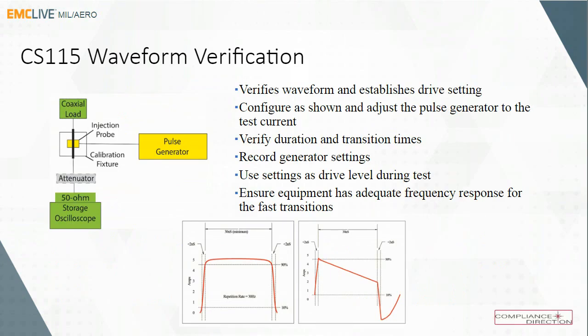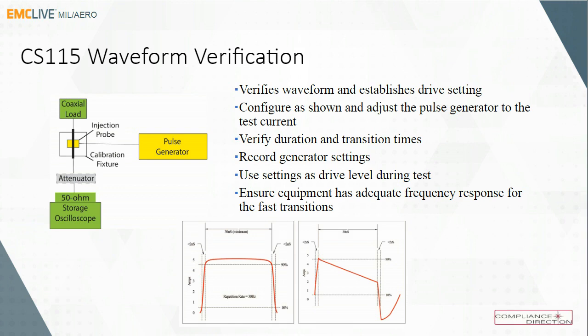CS115 is very similar to CS114, except I'm operating in the time domain using an oscilloscope and validating the current of this waveform. We set it up for the test level to produce the waveform, see that all of our equipment's working right, and we record the settings it took to produce the proper waveform. Those settings are used during the test, and the current is measured versus being adjusted to some particular level, because if the circuit impedance is low, the current waveform will be higher than we did during calibration.